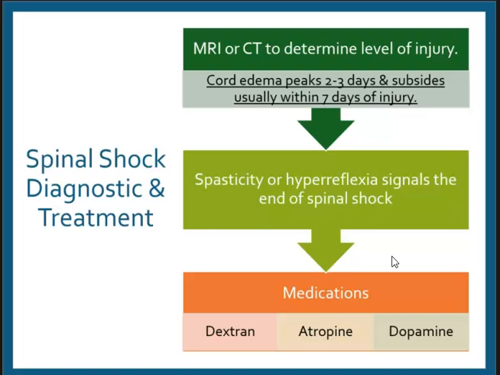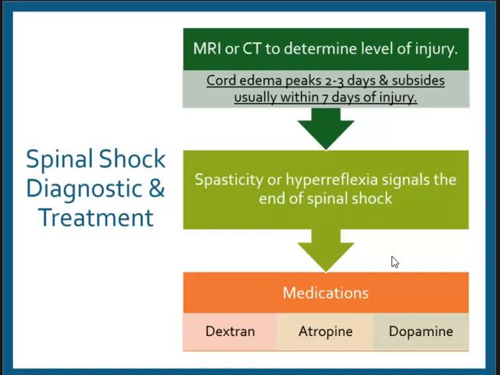Why do we worry about the edema? Because it's going to be decreased perfusion. So what do we have to make sure that they're on? Some steroids. We can do a CT, MRI to determine the level of injury. Spasticity or hyperreflexia signals the end of spinal shock. So if they start twitching, you see some involuntary muscle movement, that's a good sign that the edema is now no longer.